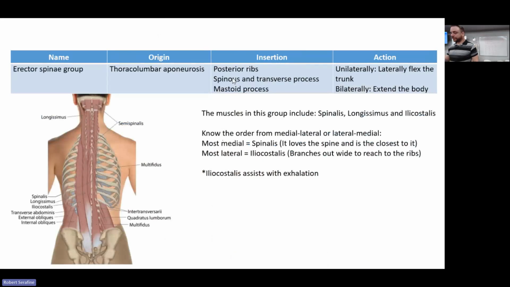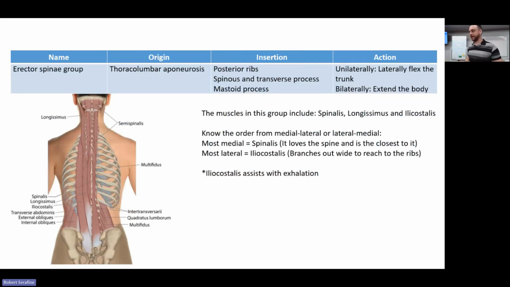Other muscles, the erector spinae muscles. Specifically, erector spinae are going to extend the spine. That's their main job. But a couple fun facts: know the order in which they come. The spinalis muscle is the most medial of the muscle group. Longissimus, like a superhighway, rides the longest distance, and is in the middle. And then the most lateral muscle is the iliocostalis because it reaches out to the ribs.